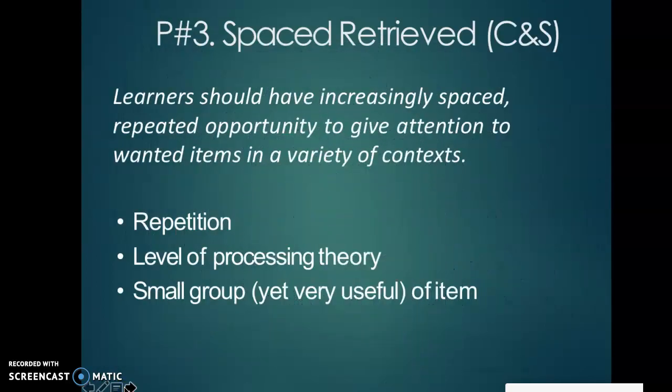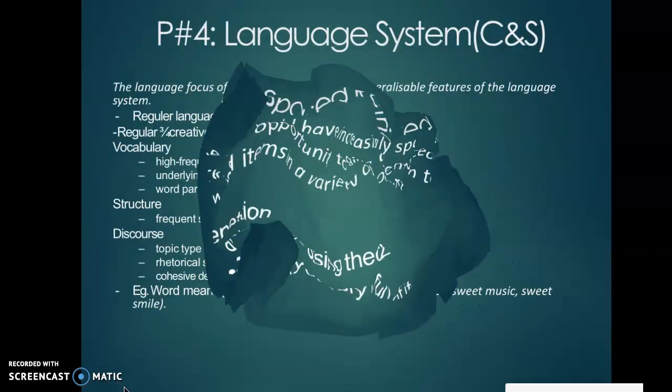The third, we have spaced retrieval. It consists of repetition, level of processing theory, and small groups of items. So learners should have increasingly spaced, repeated opportunities to give attention to wanted items in a variety of contexts.